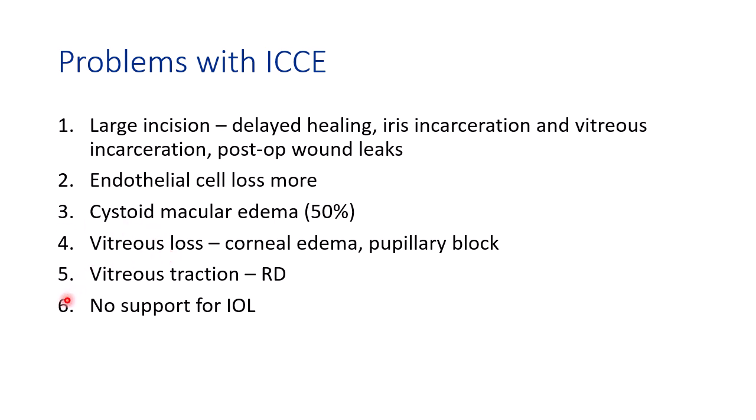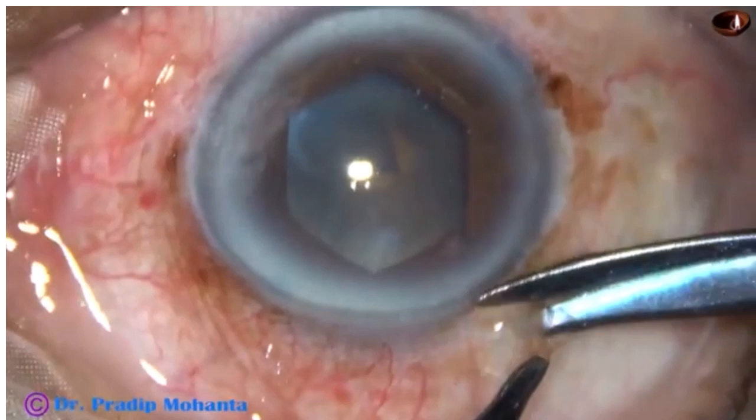As vitreous is lost, it exerts traction at its attachments, leading to retinal traction and possible retinal detachment. And there is no support for IOL. So the patient is left aphakic and has to wear either very thick glasses or contact lenses. So let us just briefly go through a short clip of ICCE.